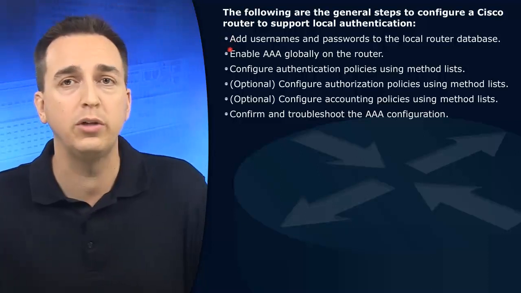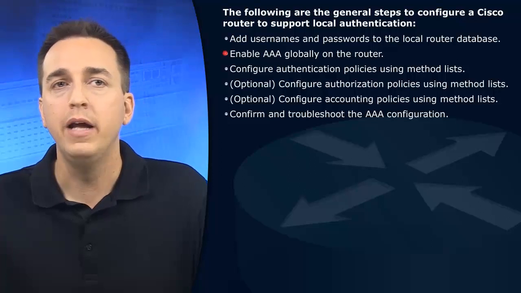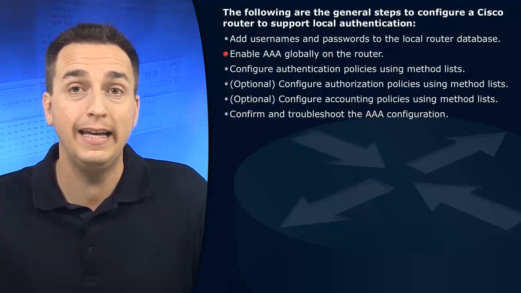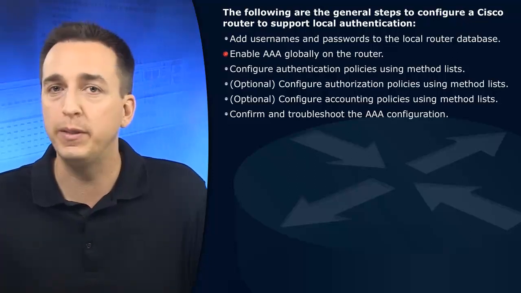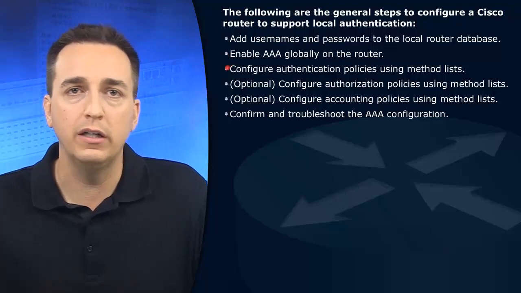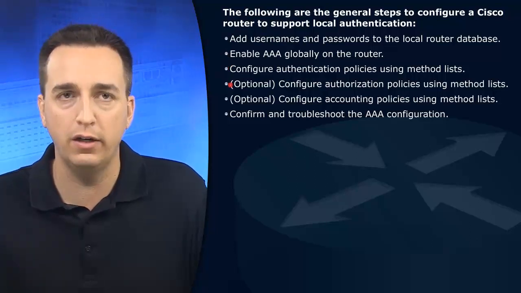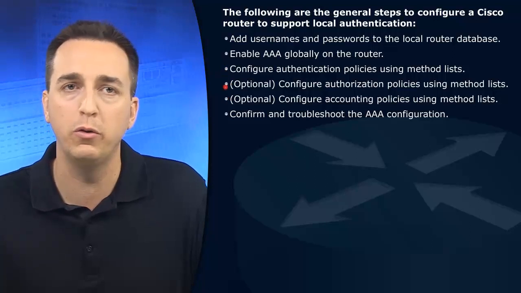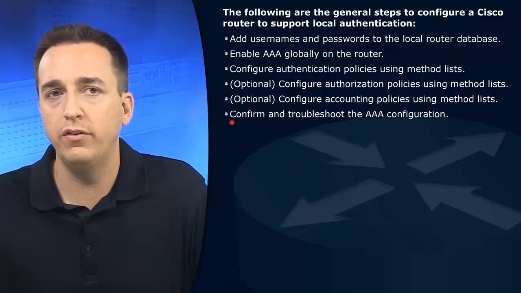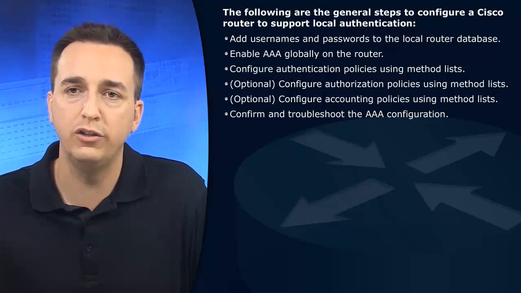In order to use AAA, though, you have to have AAA enabled globally on the router. If for some reason you're starting to type in AAA commands and they're not being taken or accepted by the router, it's because you probably forgot to turn on AAA. You'll configure your authentication policies using your method lists. If you need authorization or accounting, you'll do so as well. We won't do that here. We'll just do authentication here. And then through various show commands, you can confirm and troubleshoot your AAA configuration.